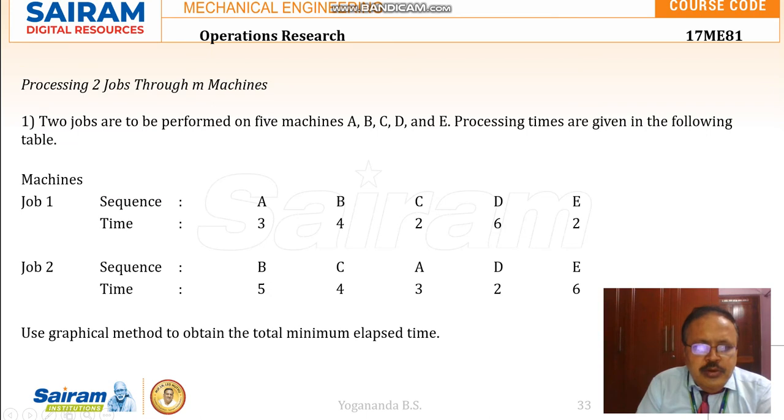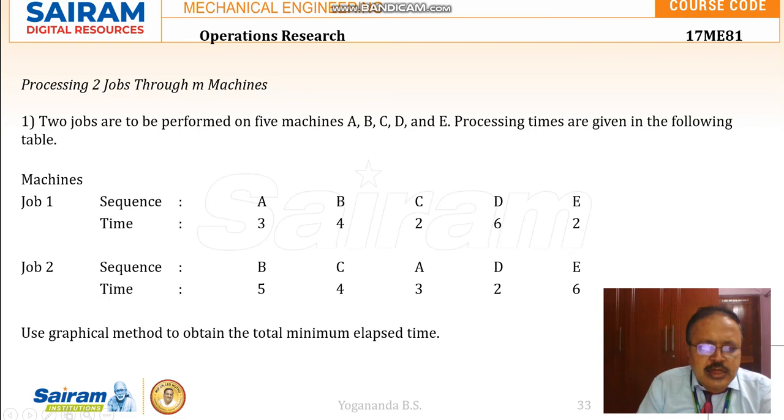Now there will be only two jobs here, 1 and 2. Job number 1 has to follow the sequence of A, B, C, D and E. So the processing times are given here.